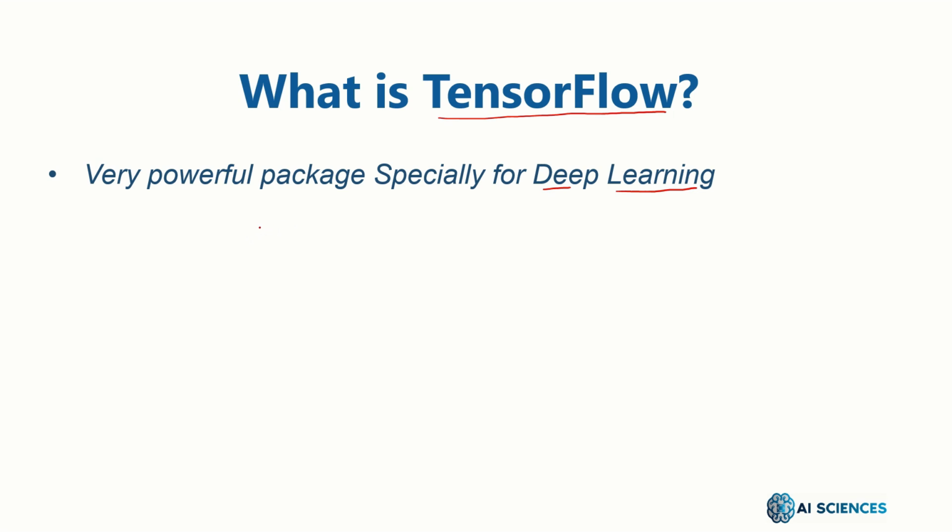There are generative adversarial networks. There are recurrent neural networks, convolutional neural networks. There are a lot of different types of deep learning architectures that can be implemented very easily in TensorFlow. Also, there is a TF Agents package for reinforcement learning as well.